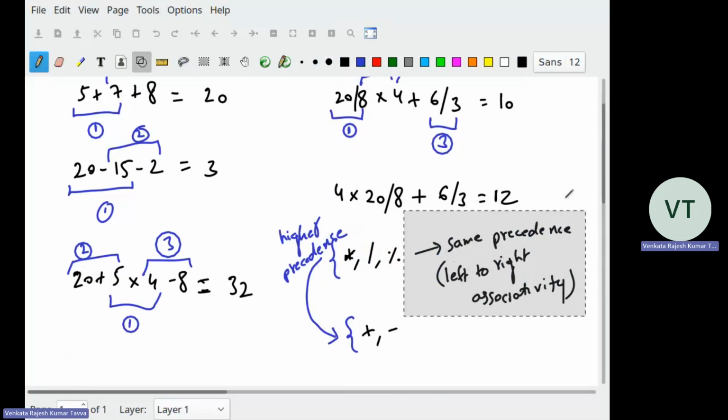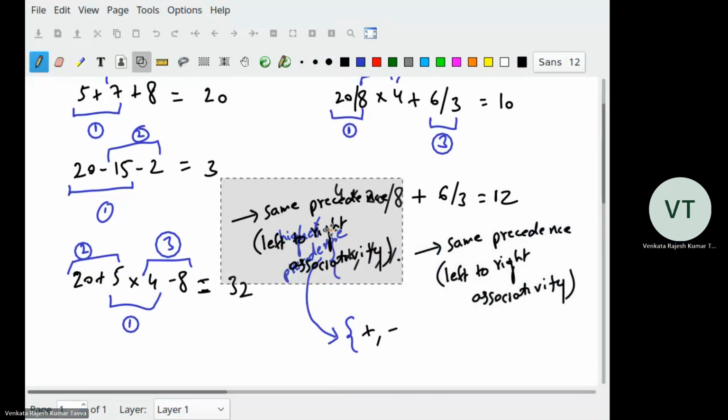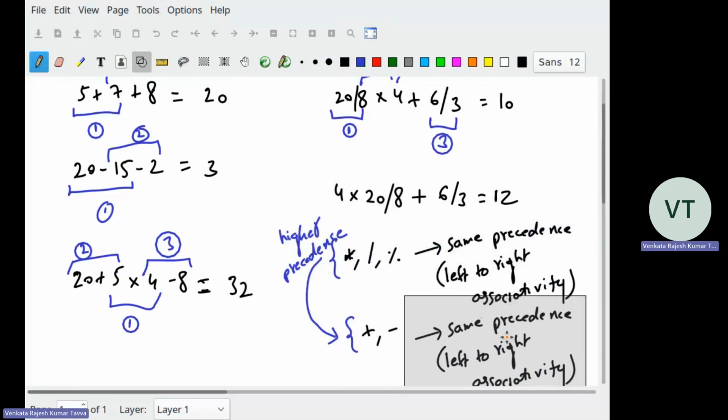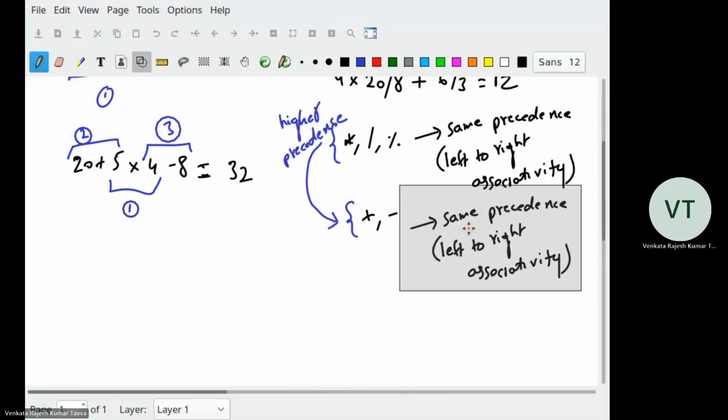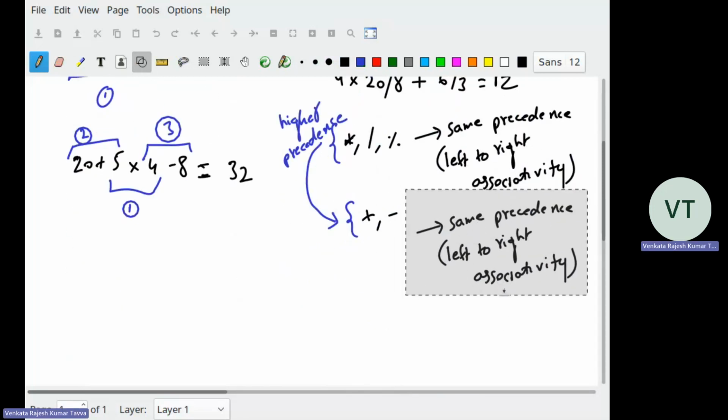Same in the case of addition and subtraction also. Addition and subtraction also have same precedence and they have left to right associativity. Okay, so there are 2 things which you need to keep in mind.